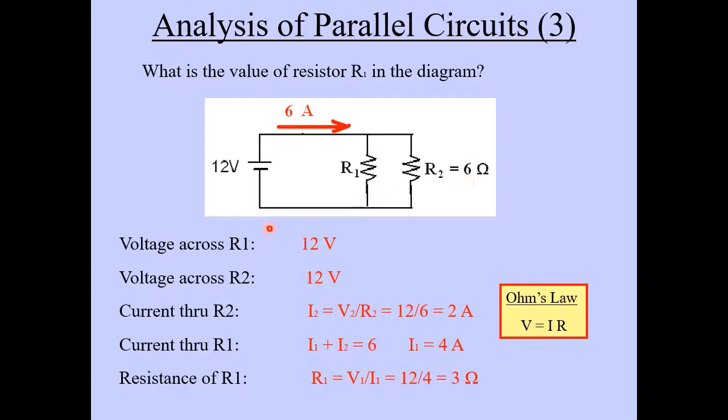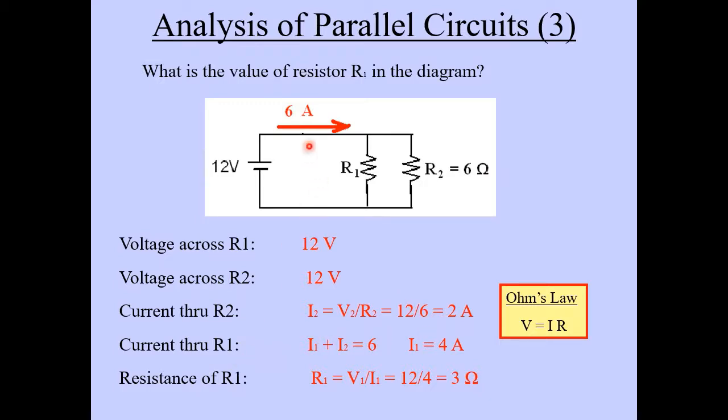So let's answer these questions. What's the voltage across R1? Well, that's easy. It's 12 volts because it's connected directly to the battery. What's the voltage across R2? Remember the rule. That's also simple because both of these resistances are connected directly to the battery because they're in parallel. So it's also 12 volts. The current through R2, we know that I2 is equal to V2 over R2. So we have 12 volts divided by this resistance, 6 ohms, 12 over 6 is 2 amps.